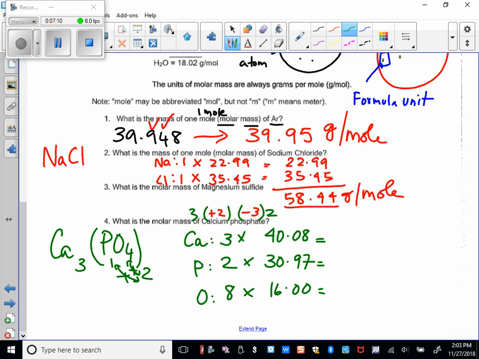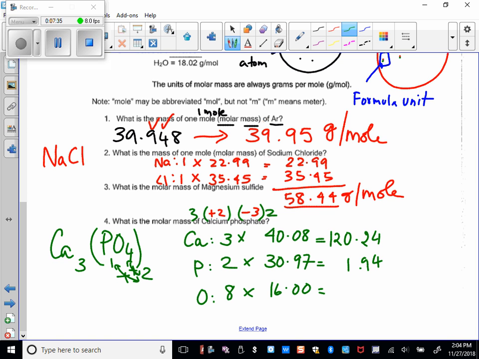Now what does my total become for calcium? Is that right? Yes. You can borrow a calculator. If anybody needs a calculator, this is going to be a calculator heavy portion. So you can borrow.